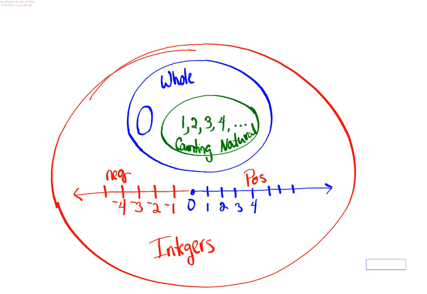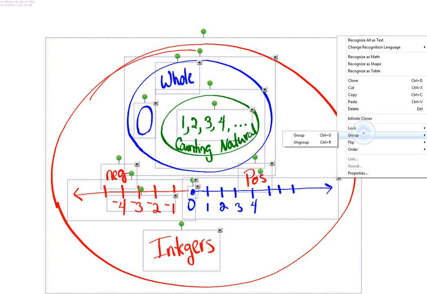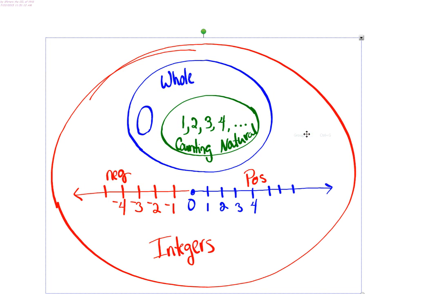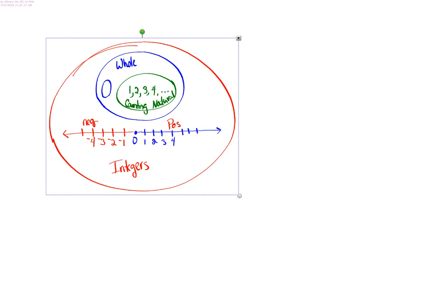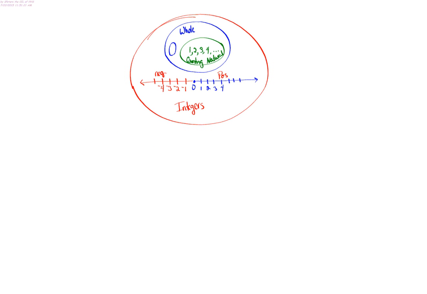So we grab the integers. Notice I still have my whole numbers inside. I still have my counting numbers inside of my integers. Now somebody came along and said, you know what? I can see that my set is represented by these dots. Well, what about the stuff that's in between the dots?